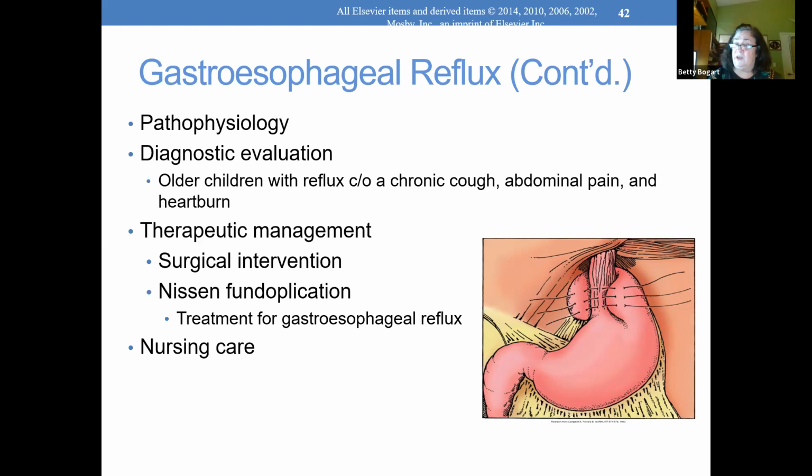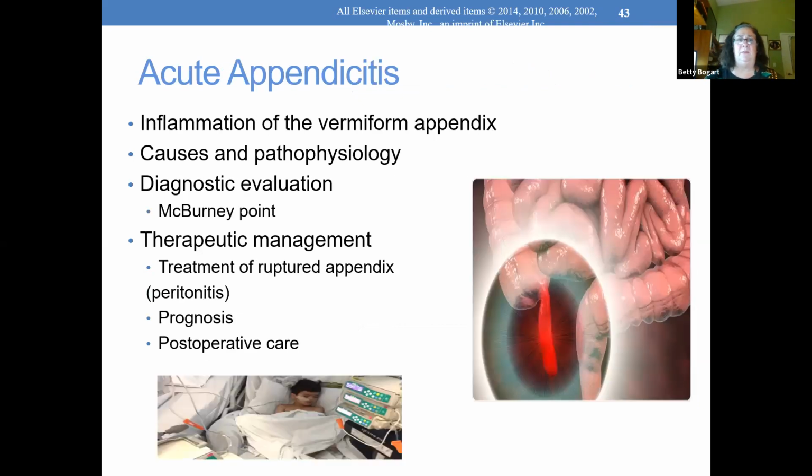Now, there are children who are older who end up with reflux. And the way that we figure those out is this kid has this cough, this like something in the throat, coughing, and then that heartburn that goes along with reflux, just like grandpa did, right? And of course, maybe some abdominal pain.